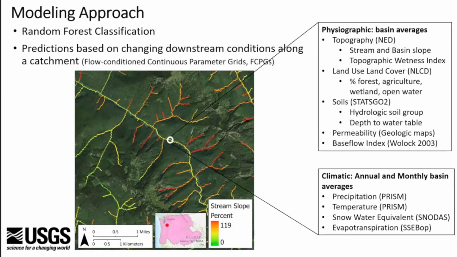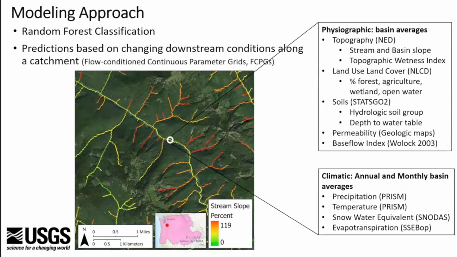We used a suite of physiographic variables. This is all gridded data sets. So we use topography, land cover, soils, permeability, and base flow index. And then we also use climatic variables that were either processed as annual or monthly time steps. And then we process them as flow conditioned continuous parameter grids. So these are essentially just basin average values as you march down the watershed or down the stream.